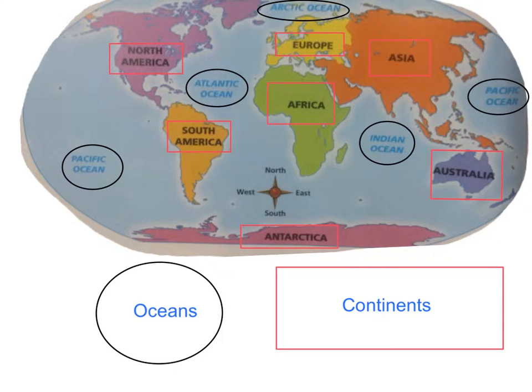This next slide they all had, and they had to decide on their own at their desk what was circled and what was in the red squares. So they had to look at the Pacific Ocean, Atlantic Ocean, Arctic Ocean, Indian Ocean, and realize that was all oceans, and write the word oceans inside the circle at the bottom. And they had to do the same thing with all the continents. And then we talked about what the answer was and how we figured that out.